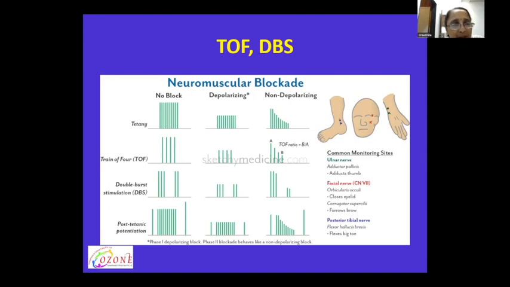Two stimuli of high frequency are applied, separated by 750 milliseconds. Fade is seen in non-depolarizing block, and in depolarizing block the responses are of equal height. Post-tetanic potentiation is the last one, but it is very painful. It is used to detect deeper types of blocks, and PTC and train of 4 are more useful.